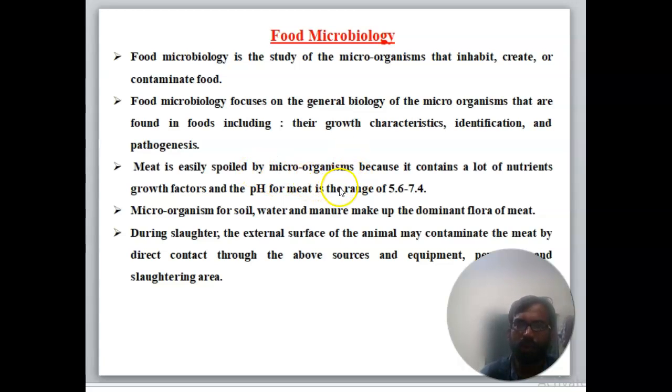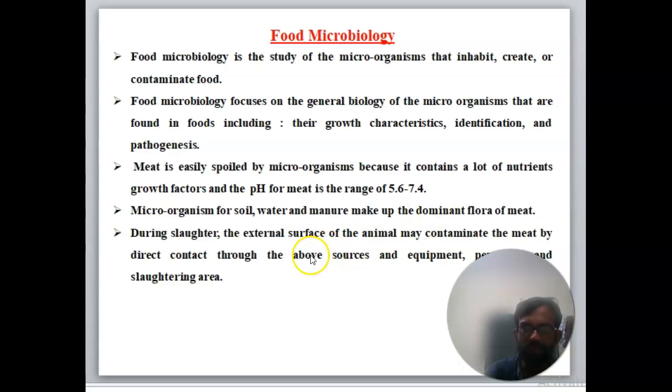Especially we will think about meat. Meat is spoiled by microorganisms because it contains a lot of nutrients, growth factors and its pH. The pH range of meat is 5.6 to 7.4. You can see the pH range of meat. This is very important. Why? Because some competitive exams ask about it, and even medical science. So the pH of meat is 5.6 to 7.4.